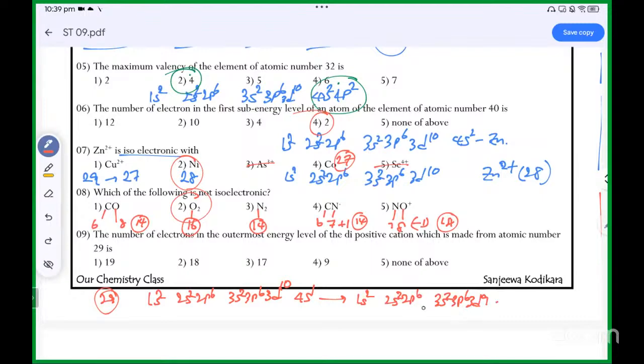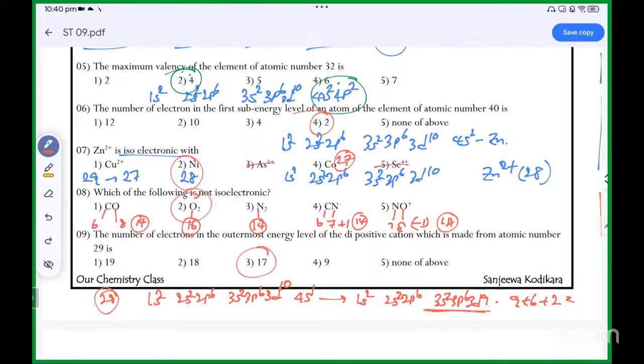So the outermost shell is this one, the main shell, right? Outermost energy level, so they are talking about the main energy level. The total number of electrons is 9 plus 6 plus 2. How much is this? 17, right? So the answer should be the third one.